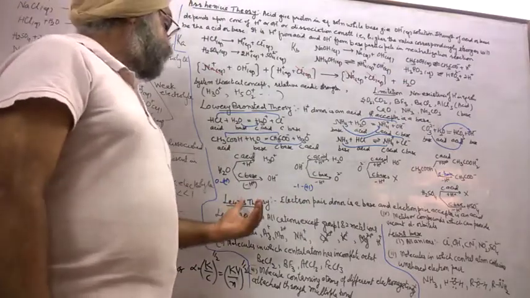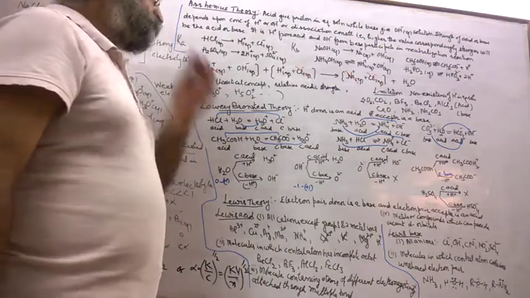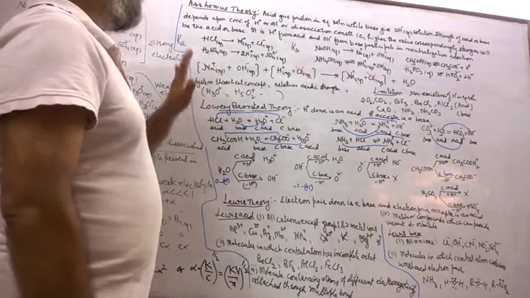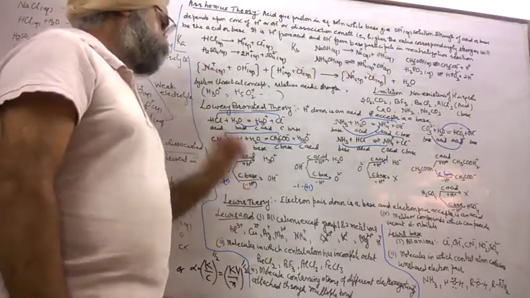And the last theory is Lewis theory. Sorry, in this case, first, we are left with one point. Are Arrhenius acids also Lowry-Bronsted acids?